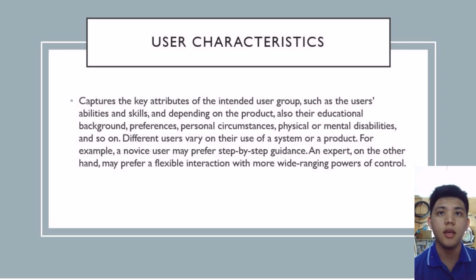My first report is the user characteristics. What is user characteristics? It captures the key attributes of the intended user group, such as the user's abilities and skills, depending on the product, also their educational background, preference, personal circumstances, physical or mental disabilities, and so on. Different users vary in their use of a system or a product. For example, a novice user may prefer step-by-step guidance, and an expert user, on the other hand, may prefer a flexible interaction with wider-range powers of control.